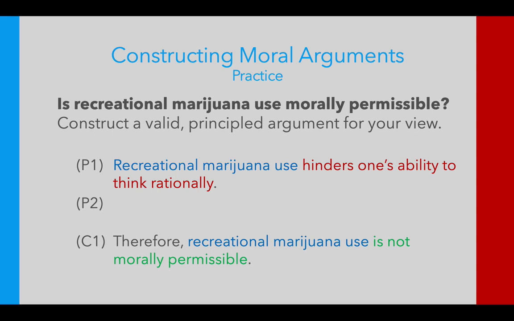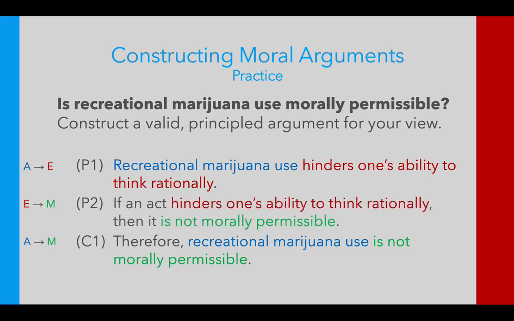So we've got our conclusion, we've got a premise, we want to symbolize what we have. A to E as a premise, conclusion's A to M. What am I missing? I'm missing a premise again that says E arrow M, so I need to fill that in. Got E arrow M. What's that going to be? It's going to start, if an act has property E, hinders one's ability to think rationally, then property M, then it's not morally permissible. So if an act hinders one's ability to think rationally, then it's not morally permissible. Great, excellent. That is our argument, and it's valid.